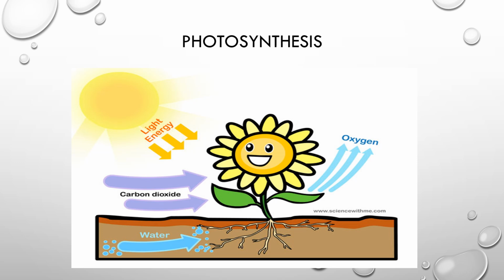So we're going to briefly talk about photosynthesis and its effect on water quality. Photosynthesis is the biological process by which green plants, algae, and some bacteria convert light energy into chemical energy stored in glucose. It is essential for life on Earth as it produces oxygen and forms the basis of our food chain.